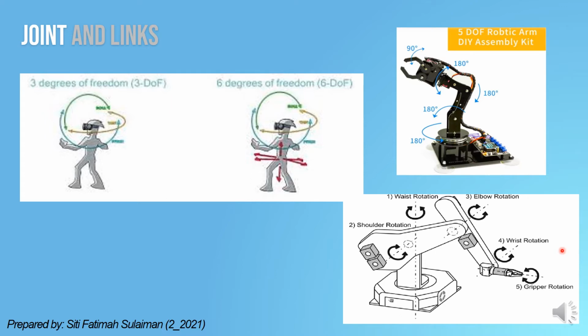As you can see, there are 5 joints and 5 independent movements the robot has. So this is the first joint, second, third, fourth, and fifth. So this robot is a 5 degree of freedom robot arm, and the first movement is to rotate the robot waist. The second movement is to rotate the shoulder. The third movement is to rotate the elbow. The fourth joint is used to rotate the wrist, and the last joint is used to rotate the gripper.